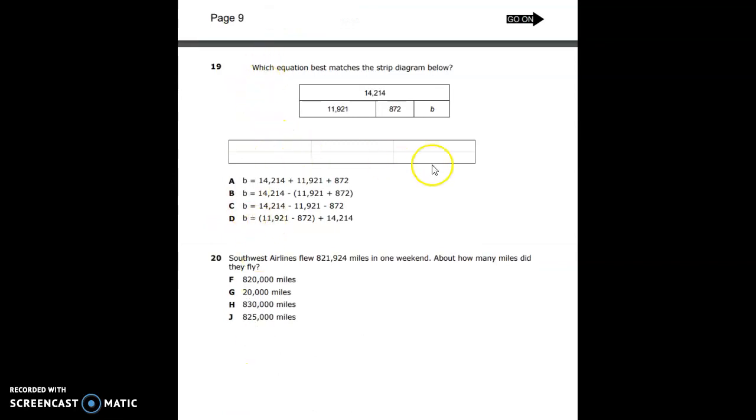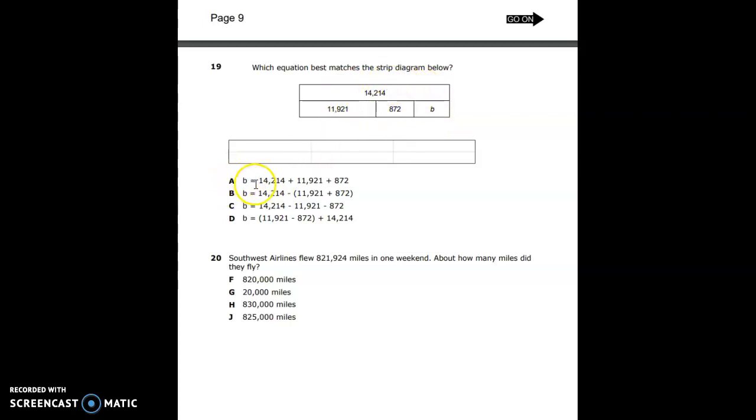Number 19. Disregard this part of the question. It was just extra, and it ended up there. We could not get rid of it. Which equation best matches the strip diagram below? Here's our strip diagram. What equation matches it?